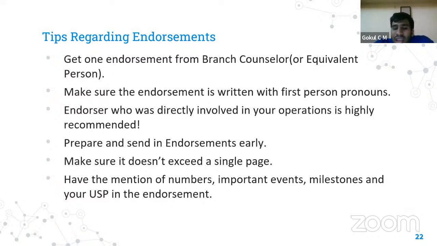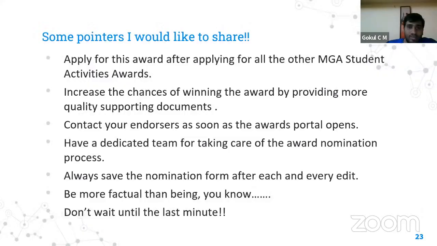In your endorsements, make sure to mention numbers, important events, milestones, and the USP. Why your SB is unique. Try to bring out these points in the endorsements rather than saying this is a good SB, this is an active SB. This is something all SBCs can write. Just put your unique points in the endorsements. This increases the chances of you getting the awards. So these are some tips I would like to give you regarding the endorsements.